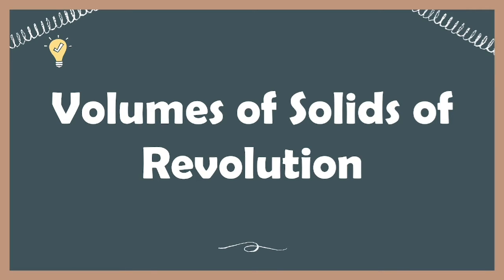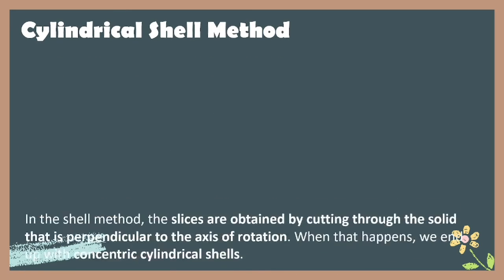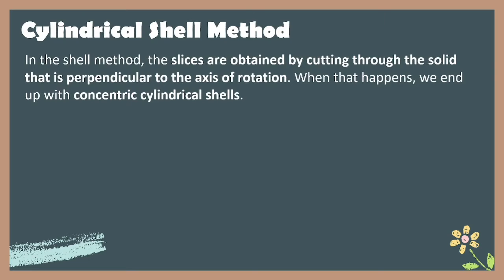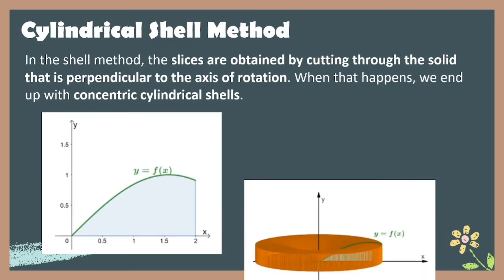So for today, we'll be having another topic for the volumes of solids of revolution, and now for another method, which is the cylindrical shell method. In the shell method, the slices are obtained by cutting through the solid perpendicular to the axis of rotation. When that happens, we end up with concentric cylindrical shells like this one.